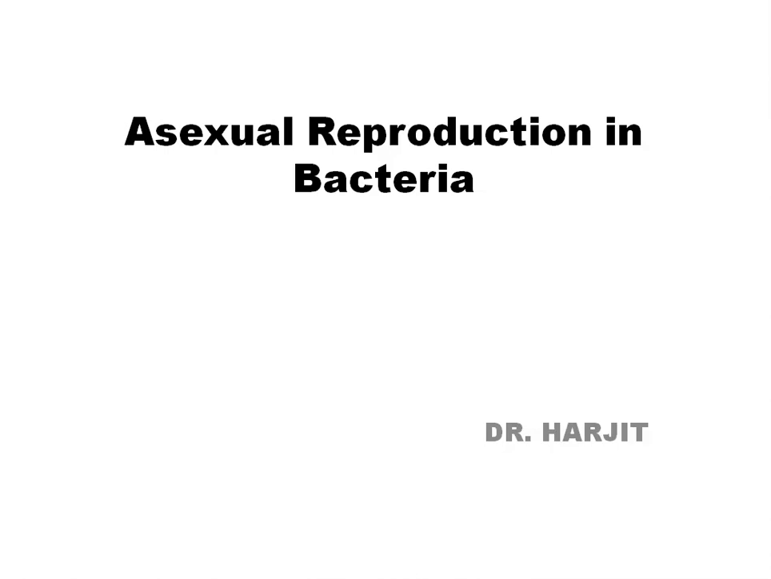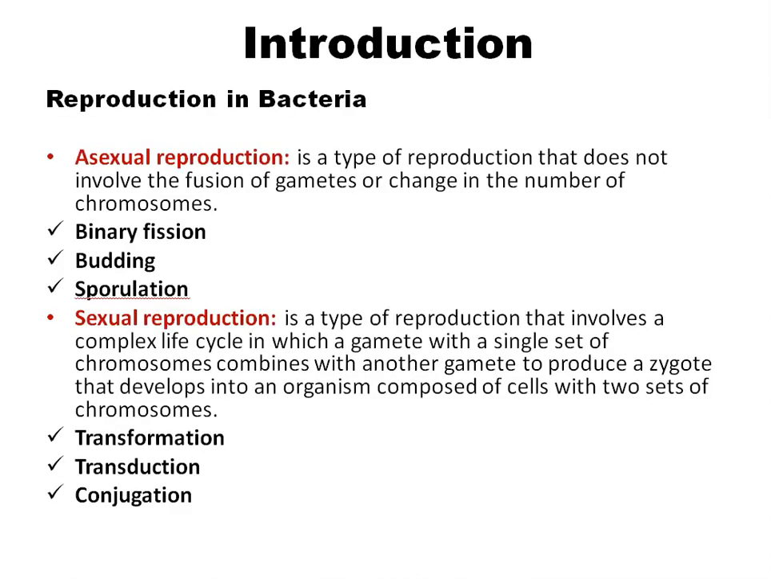Asexual reproduction in bacteria. Reproduction in bacteria is of two types, asexual reproduction and sexual reproduction. Asexual reproduction is a type of reproduction that doesn't involve the fusion of gametes or change in number of chromosomes. Right? Asexual reproduction includes binary fission, budding, and sporulation.